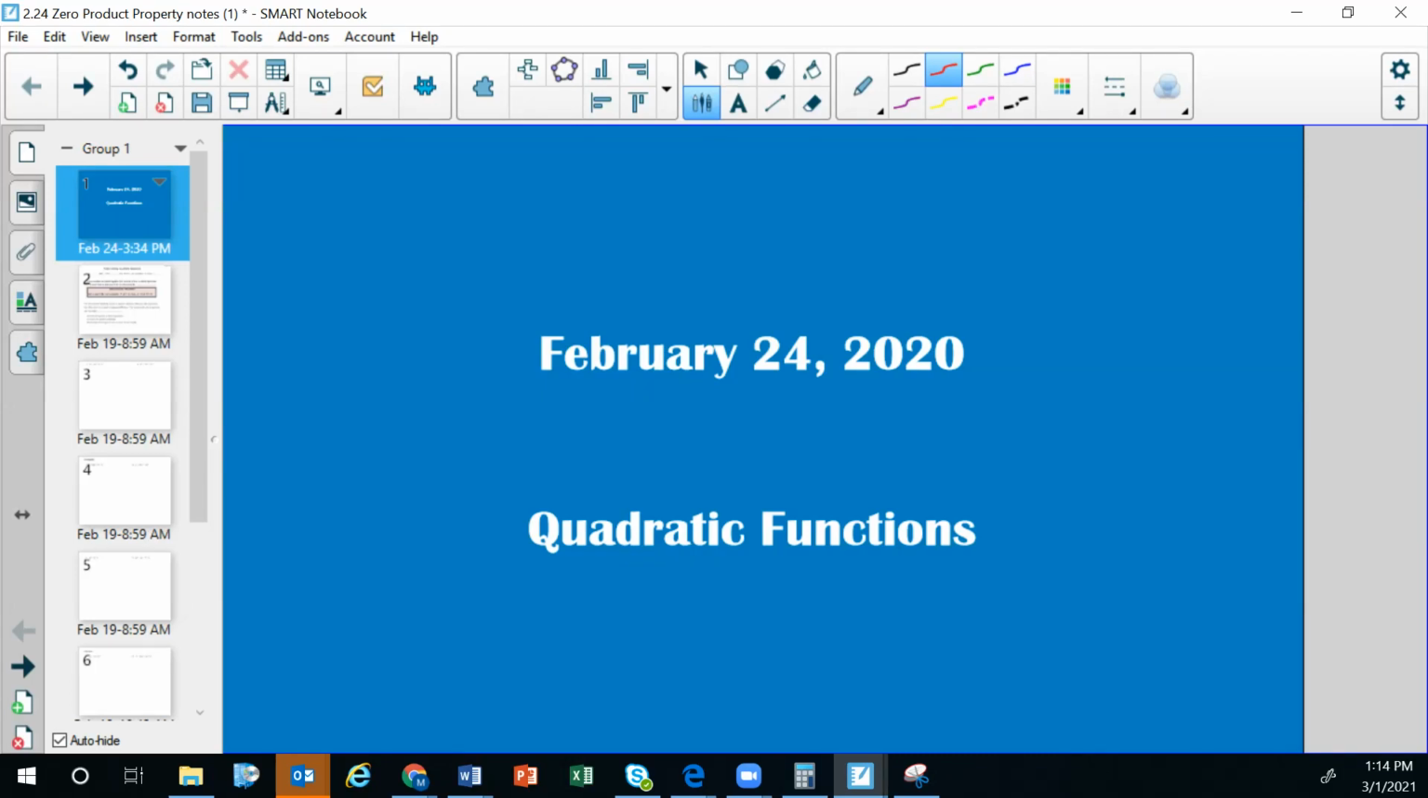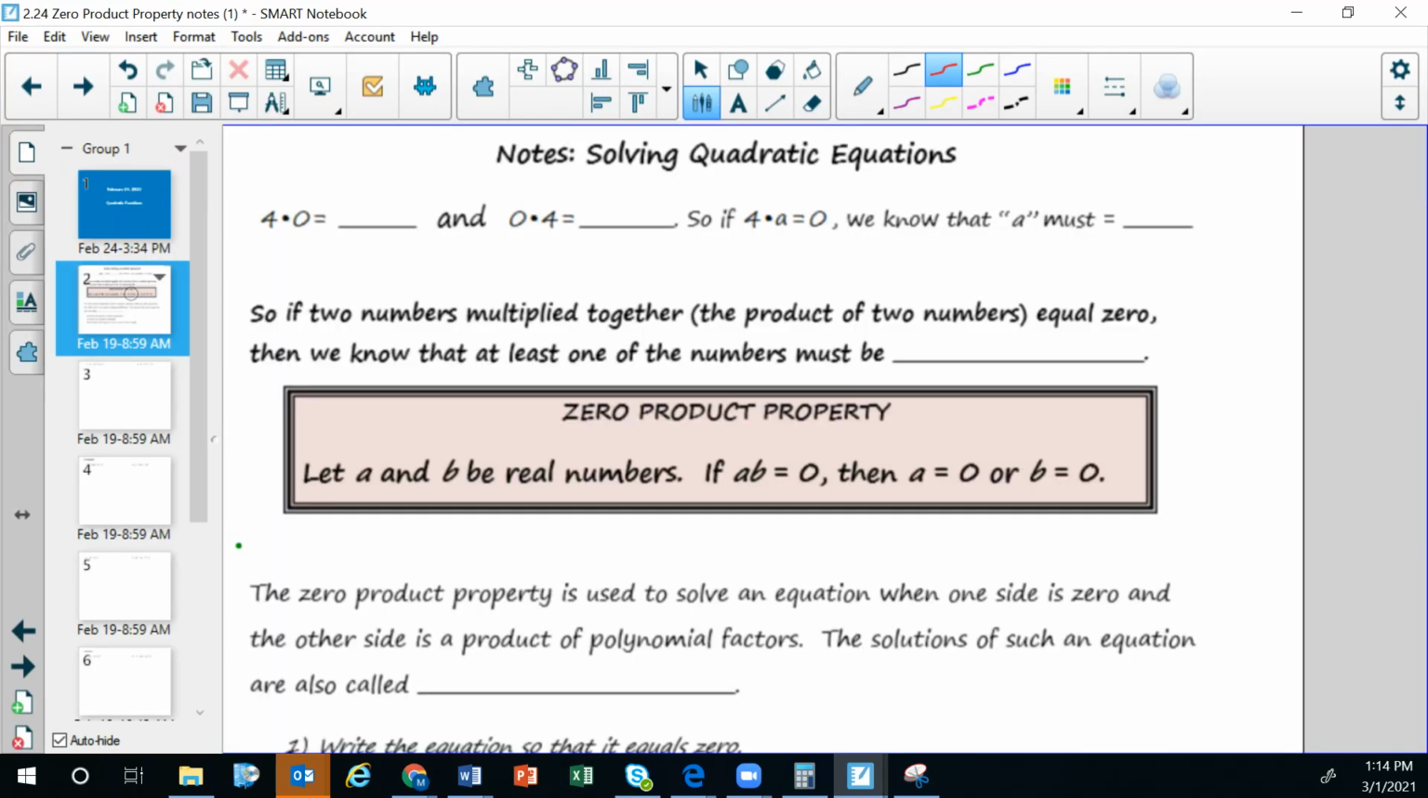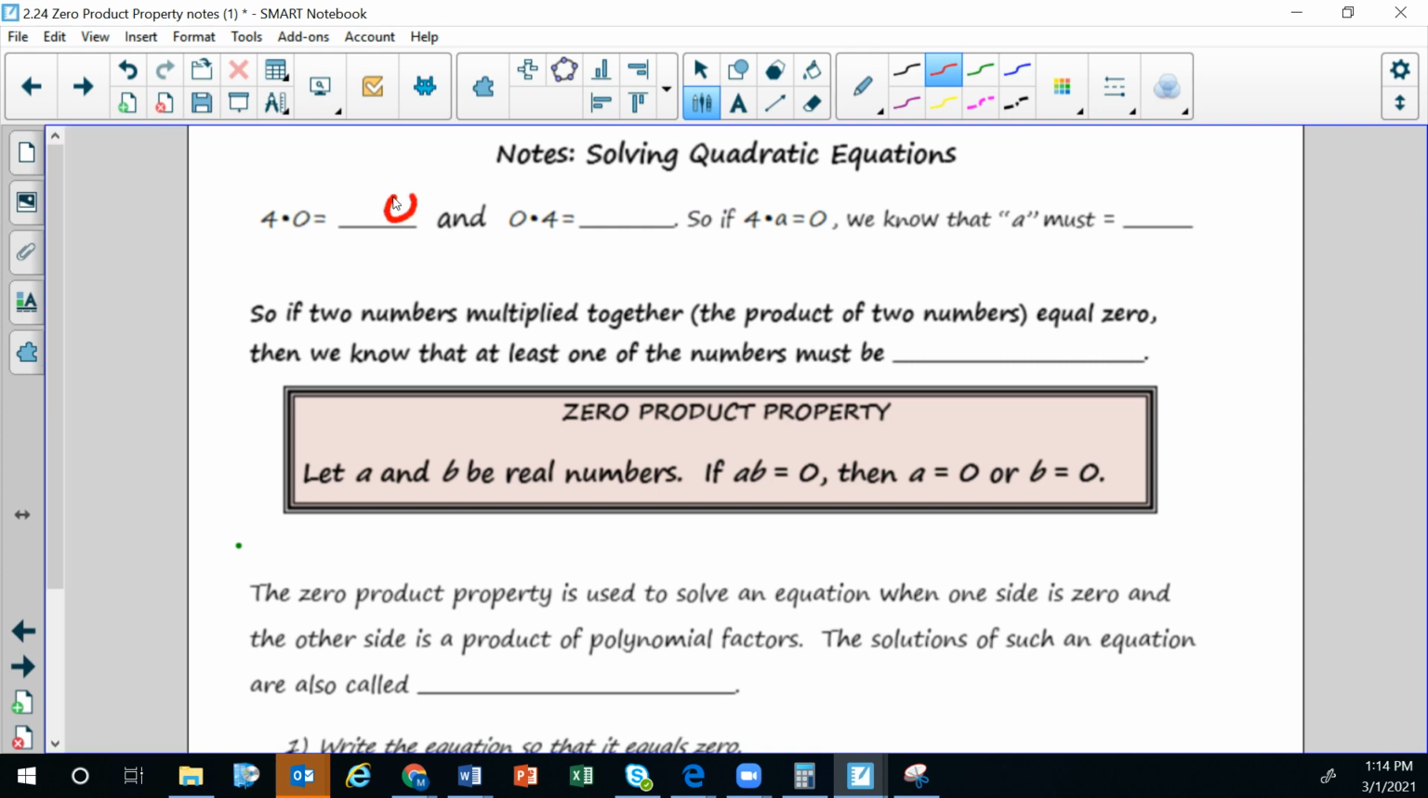Class, today we're talking about quadratic functions. And so if 4 times 0 is equal to 0, we all know that. And 0 times 4 equals 0. Therefore, if 4 times a equals 0, then a must be 0, right?